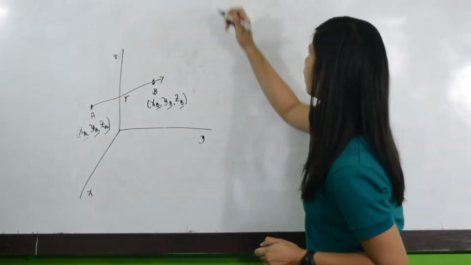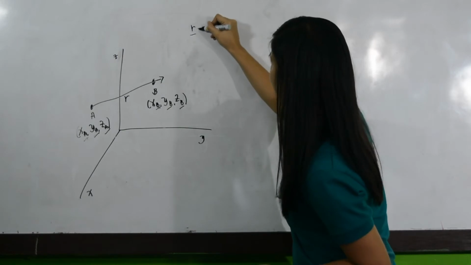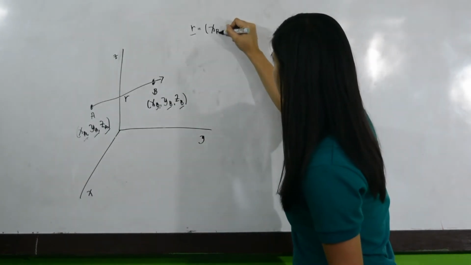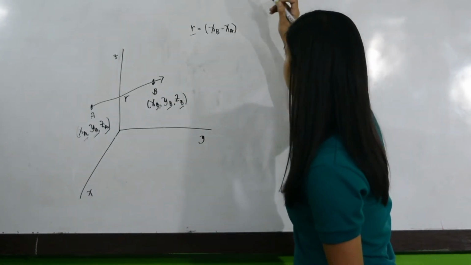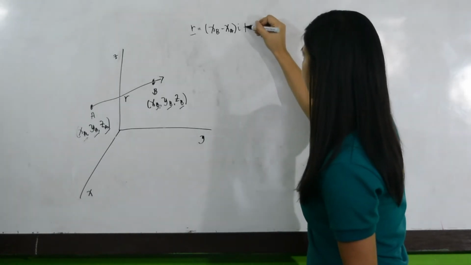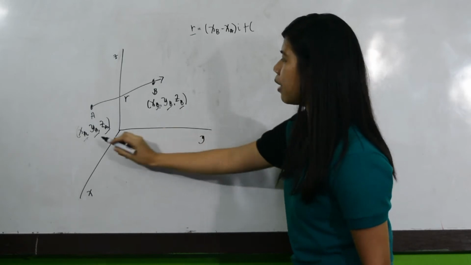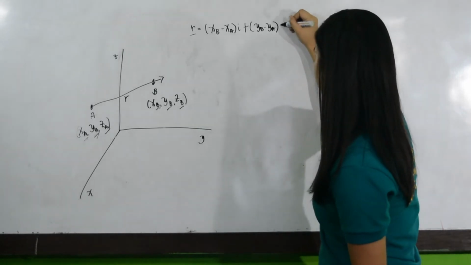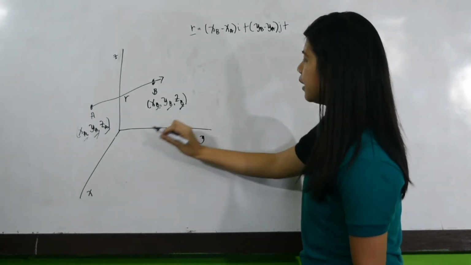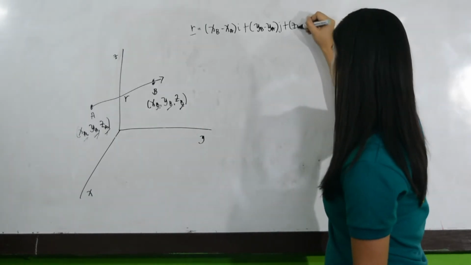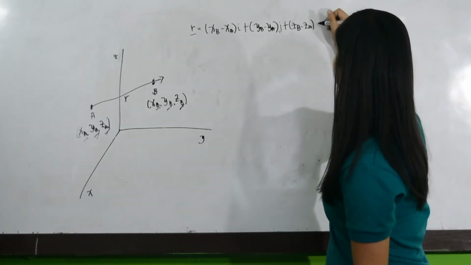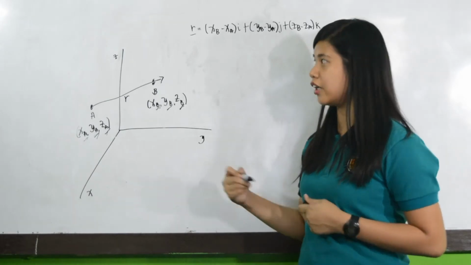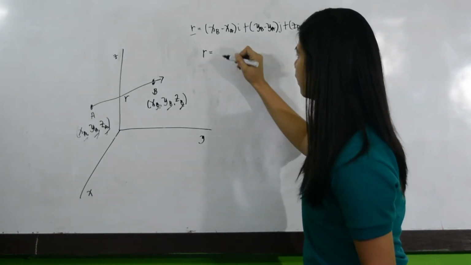So in getting vector r, we have our x of b minus x of a times the direction, which is the i, plus y sub b minus y sub a times the direction, which is j, plus z sub b minus z sub a times k.